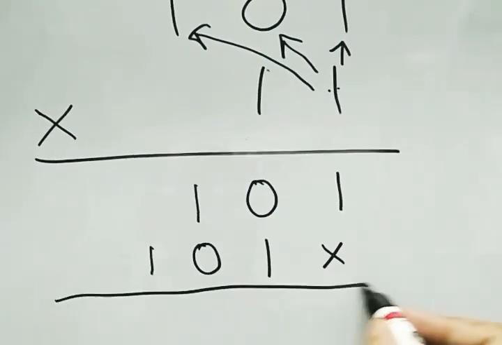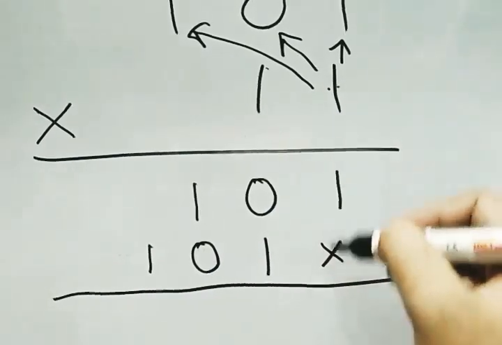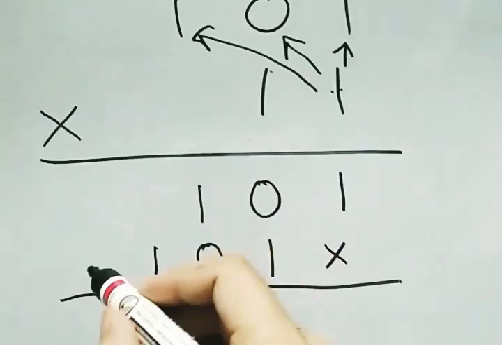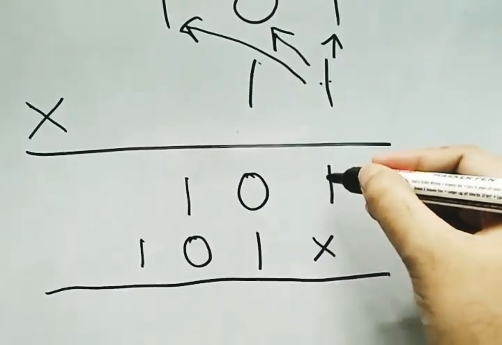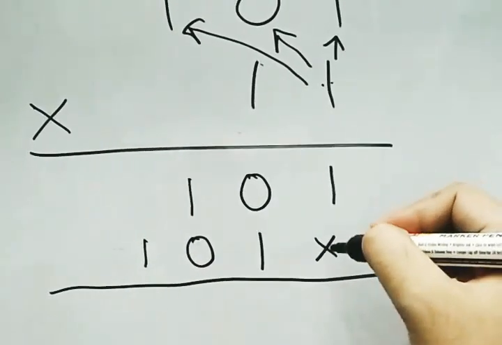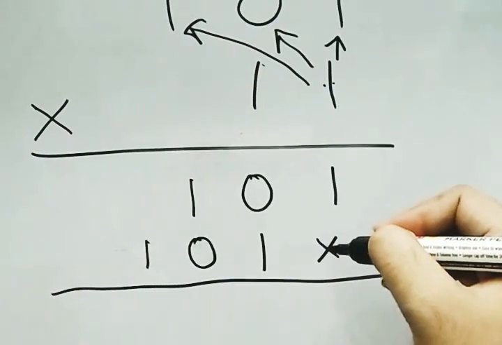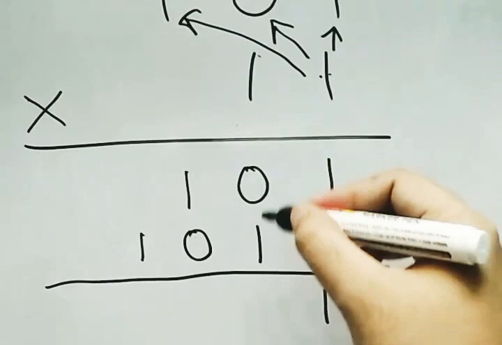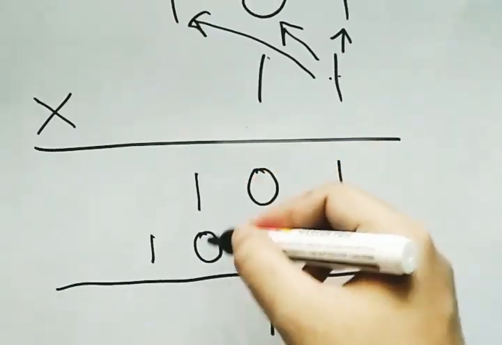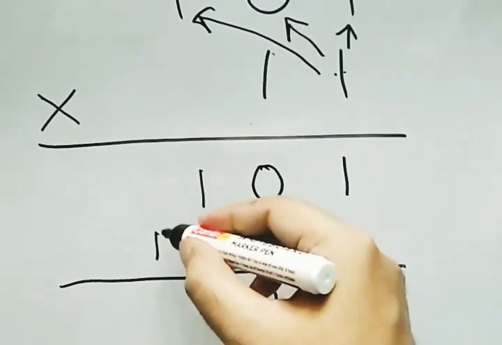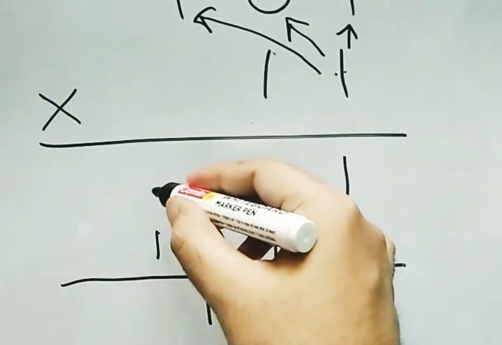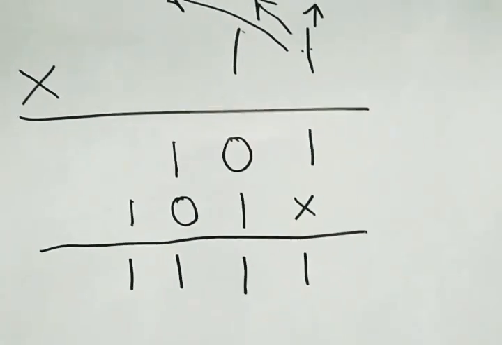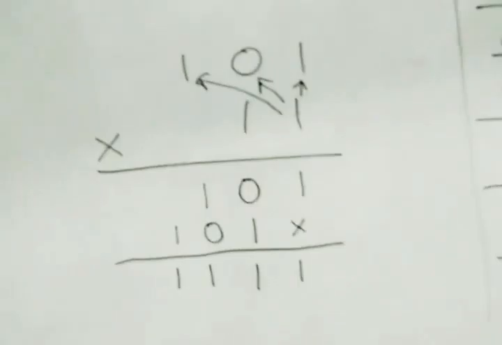We'll put a dash sign here, and now we'll perform the addition between these two horizontal columns. Here cross means nothing is there, we can consider it as 0. So 1 plus 0 is 1, 0 plus 1 is 1, 1 plus 0 is 1, and here nothing is there means 0, plus 1, 1. So the result is 1, 1, 1, 1.